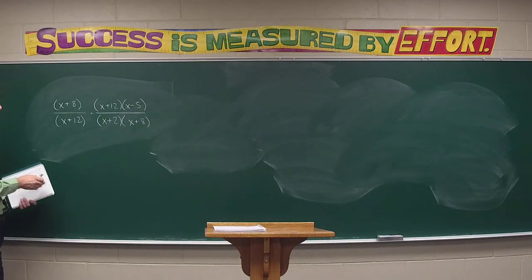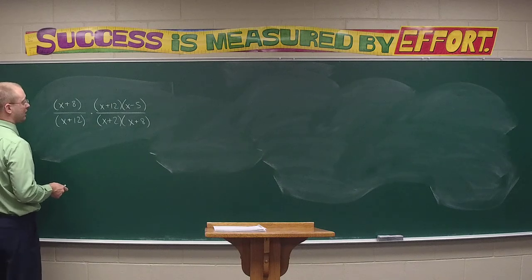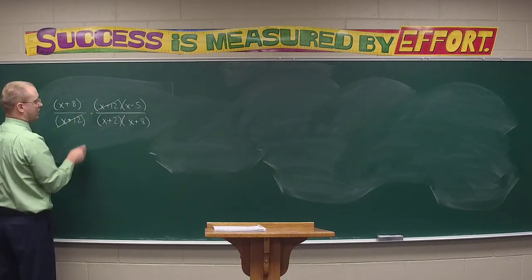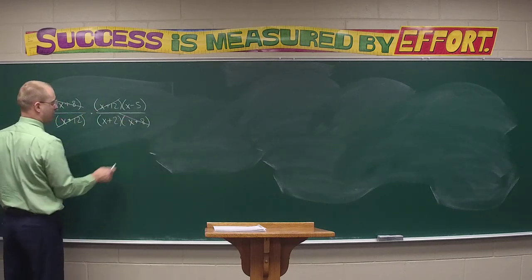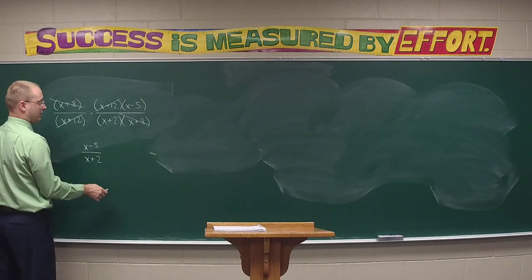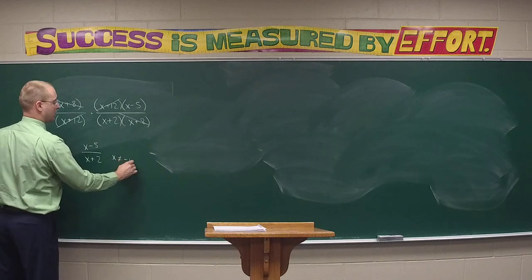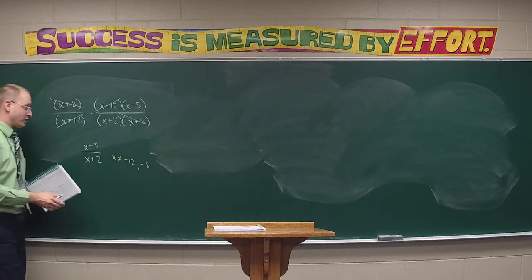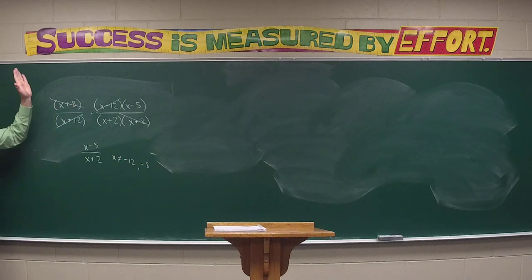So backwards FOIL. From here, we cancel away, Abby, the x plus 12. And? X plus 8. So our answer? X minus 5 over x plus 2. Where? X cannot equal -12 and -8. And there's our answer. How many have this just exactly like this for number 17?